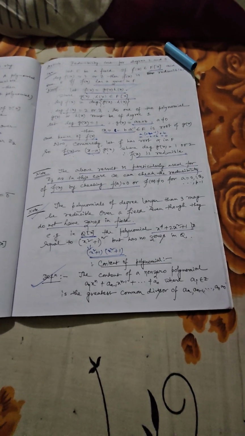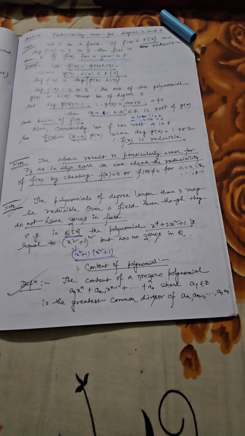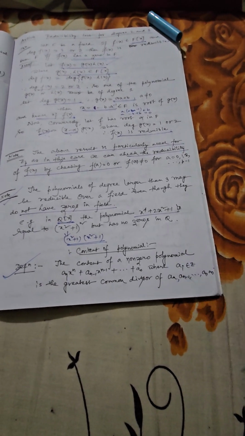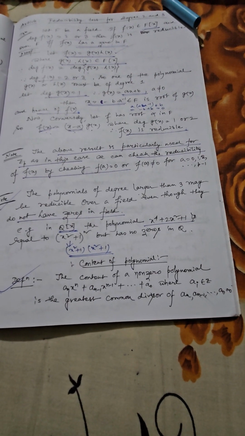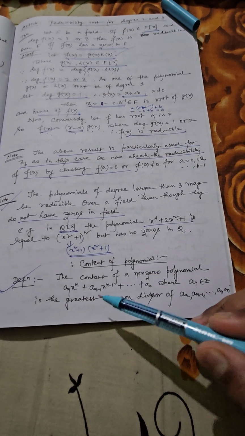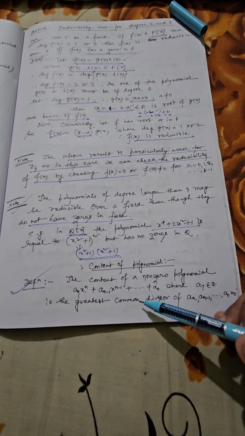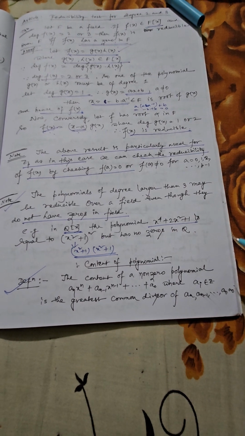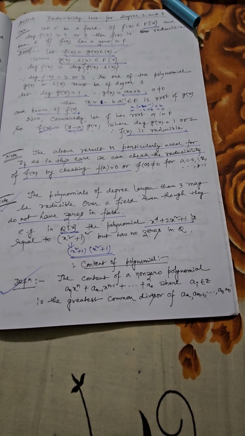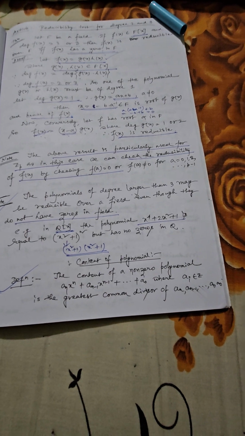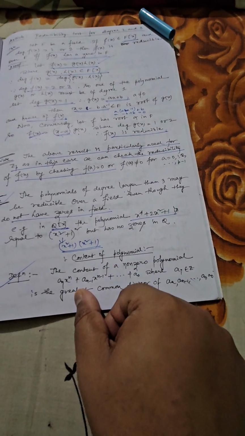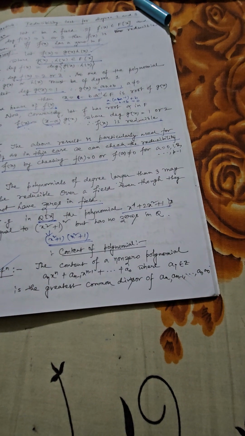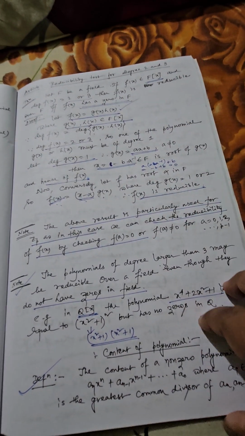Now we have another important definition, that is known as the content of a polynomial. You can consider any non-zero polynomial. Several times we have used the general shape a n x to the power n, plus a n minus 1 x to the power n minus 1, plus dot dot dot plus a naught, where each a i belongs to Z. Now let us find the greatest common divisor of all these coefficients. This greatest common divisor of a n, a n minus 1, dot dot dot a 1, a naught should be obtained. Then the content of this non-zero polynomial can be defined in this way.